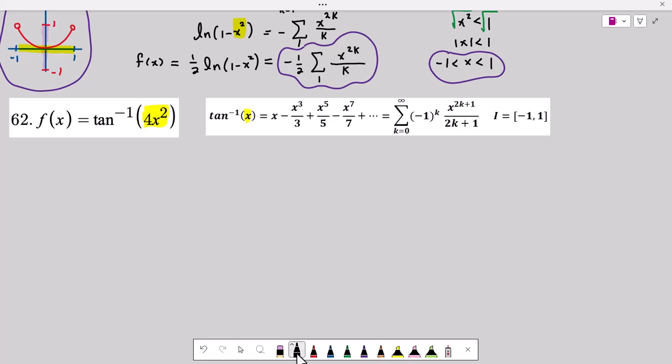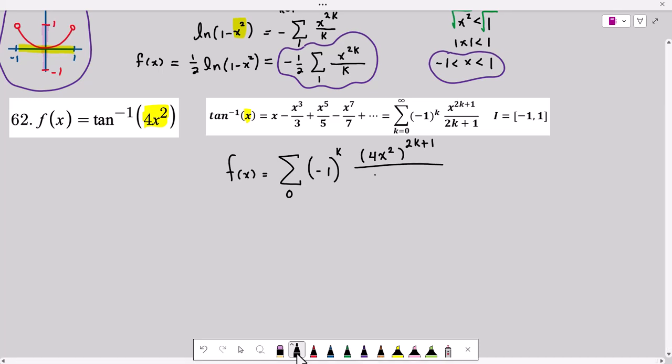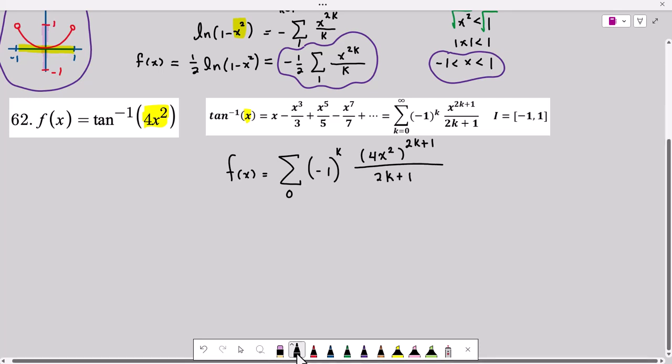So all we're doing then is replacing the x's in here with 4x squared. So we're going to take our series. It starts at 0. Nothing else is changing. We're just going to come in, look at the x, replace it with 4x squared. So 4x squared raised to the 2k plus 1, all divided by 2k plus 1. And the interval, we're going to have to fiddle with that. Is that it? Really? Just chuck it in? Oh, yeah. We're not done yet. We'll simplify it a little bit, but yep, that's all we have to do.